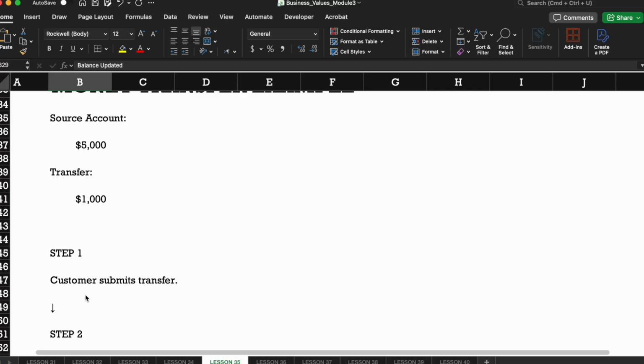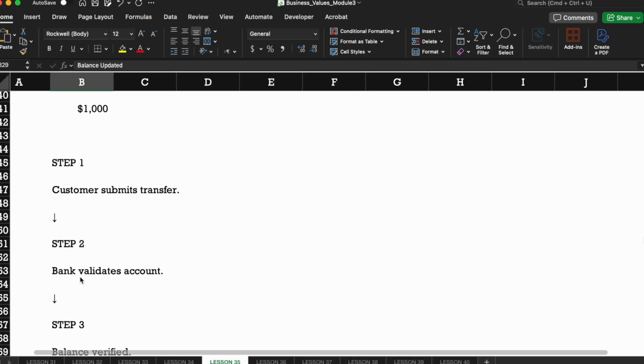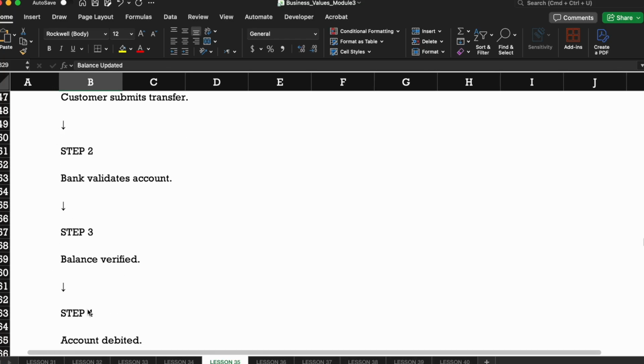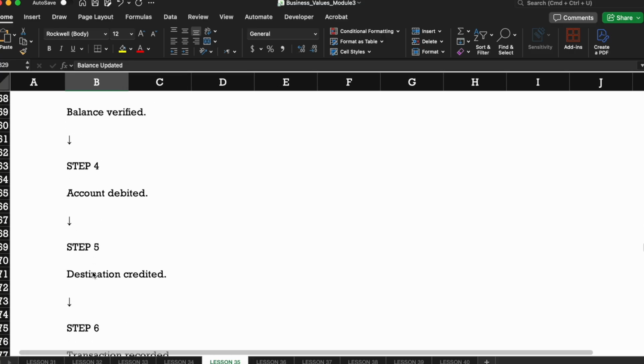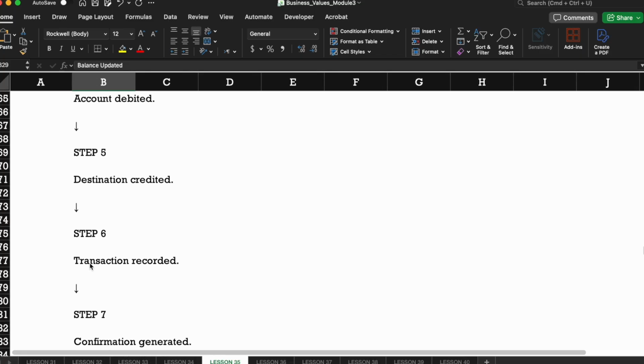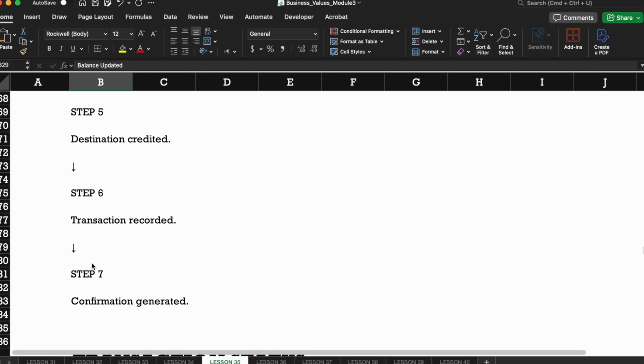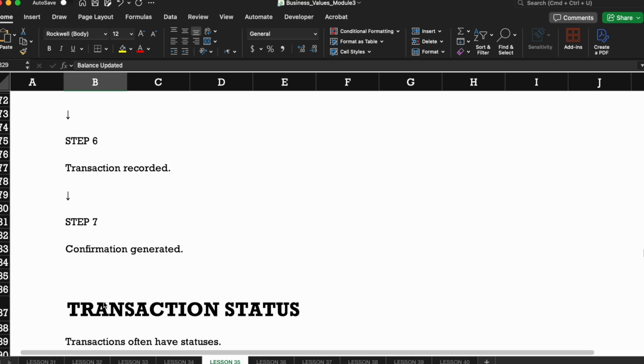Step number 1, customer submits transfer. Step number 2, bank validates account. Step number 3, balance verified. Step number 4, account debited. Step number 5, destination credited. Step number 6, transaction recorded. Step number 7, confirmation generated.